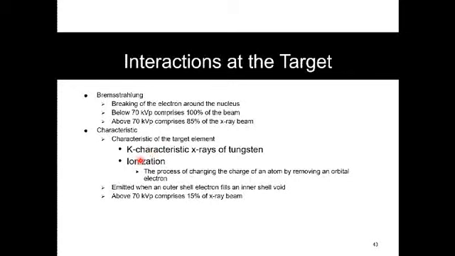During the ionization process, the process of changing the charge of an atom by removing an orbital electron, which is removing that K shell, characteristic X-rays get emitted when an outer shell electron fills that inner shell void. So when you knock out your K shell and your L shell or a different orbital shell drops into the K, that exchange in energy creates your characteristic. And again, energies above 70 kVp comprises 15% of the total beam. That's because you need at least 70 to knock out the K shell, because the K shell has a binding energy of 69 keV. So you need at least 70 to knock it out.